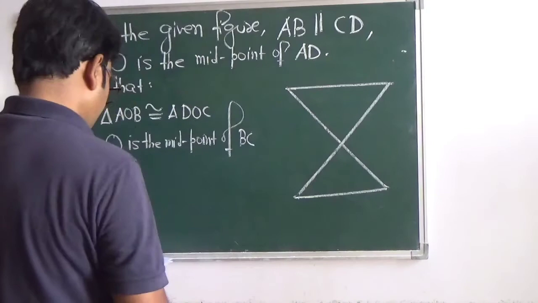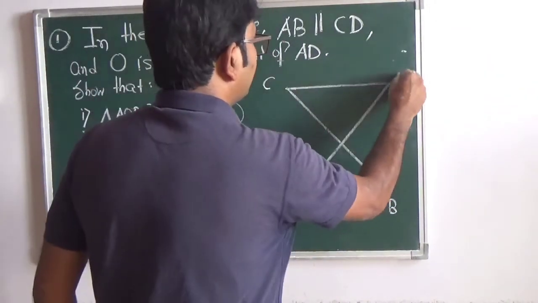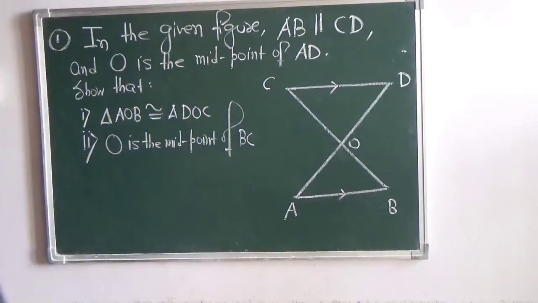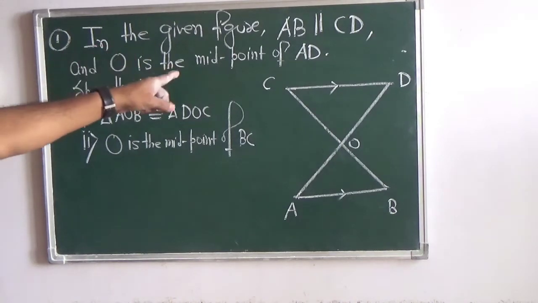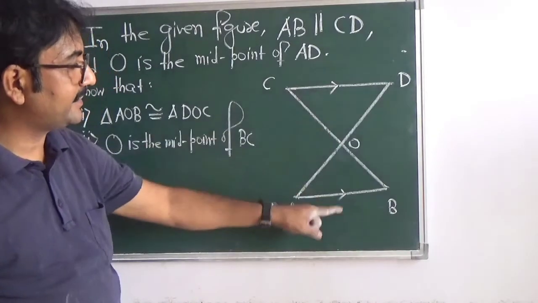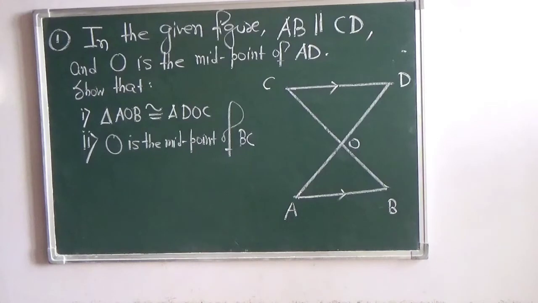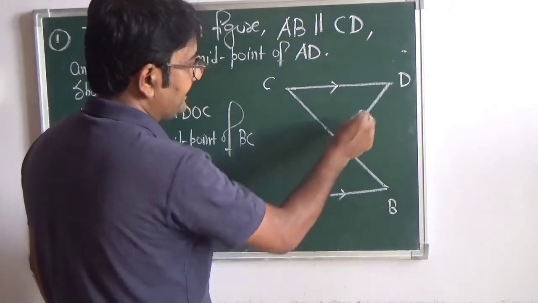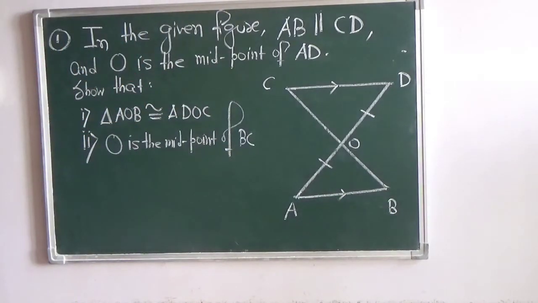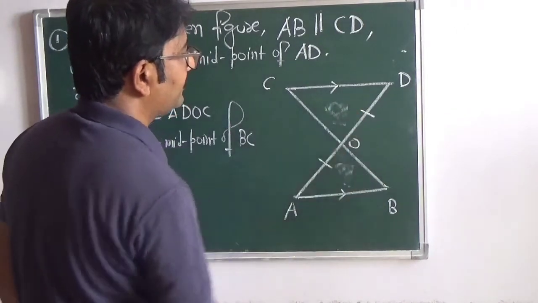So this is A, B, C, D, and this is O. What is given? In the given figure AB is parallel to CD. So you put an arrow mark here indicating the two lines AB and CD are parallel to each other. O is the midpoint of AD. If O is the midpoint of AD, that means this side and this side are equal. Now you need to prove the triangle AOB and this triangle are congruent.